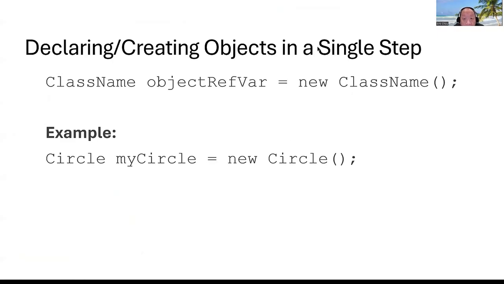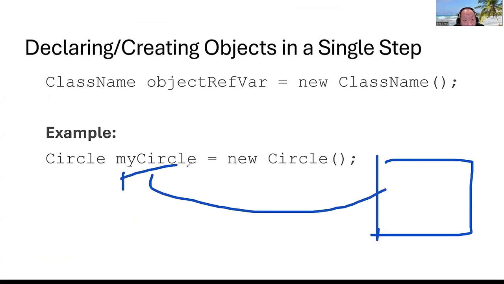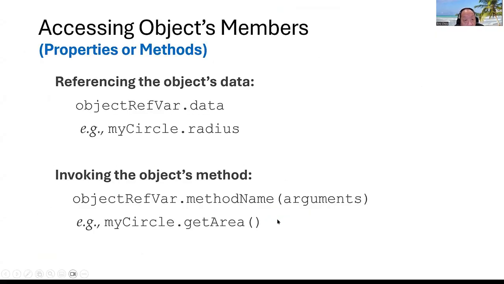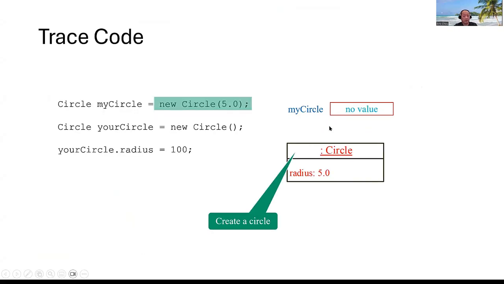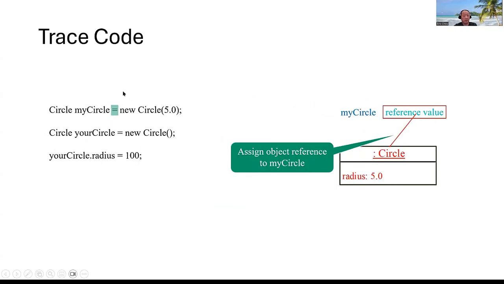So when you create an object, the right-hand side creates an object in the heap, while the address is stored in myCircle, and myCircle points to it. And then you can get the data of myCircle's radius and myCircle's methods. These are instance variables and instance methods. So right here, you declare myCircle equals new Circle(5.0). You declare myCircle with no value, and then you call the constructor. The constructor puts a value of 5.0 into the object, and then the address is assigned back to myCircle.